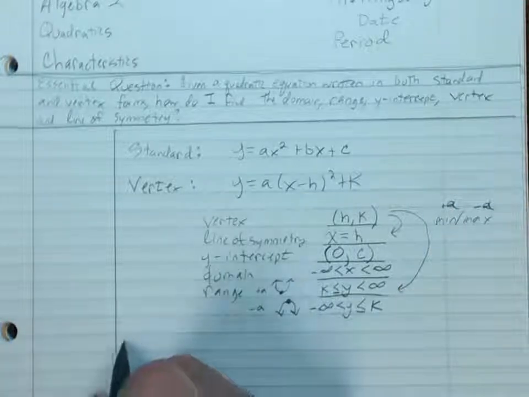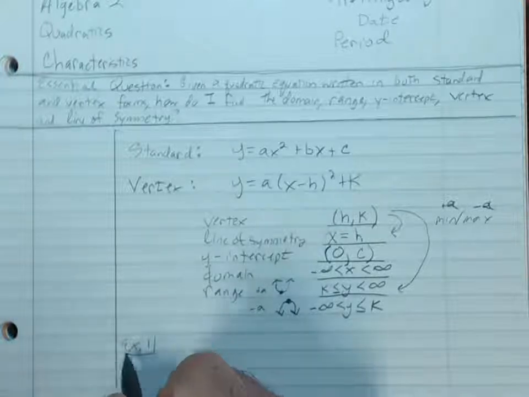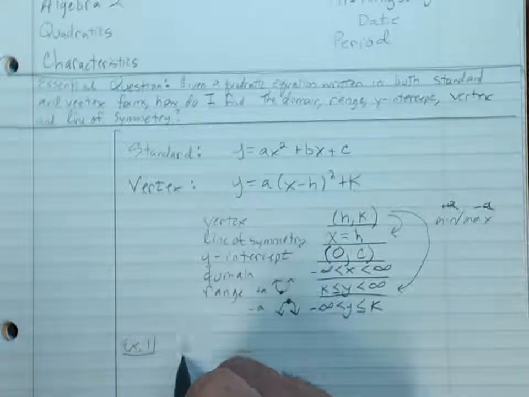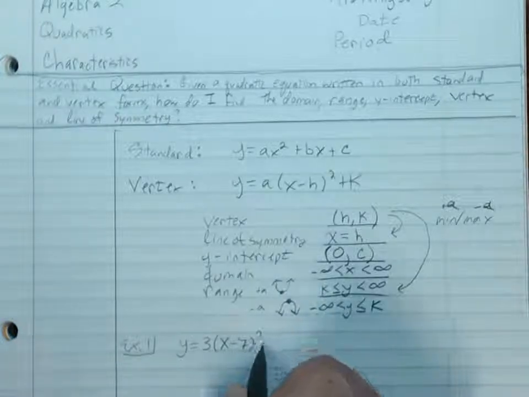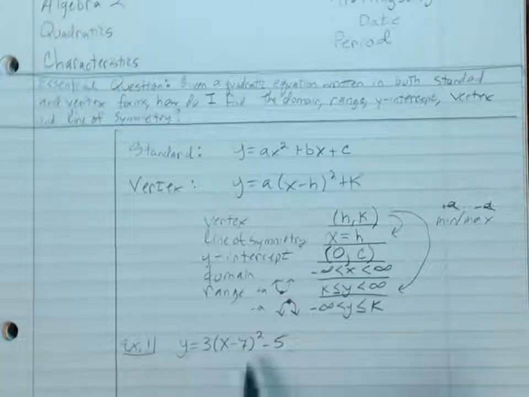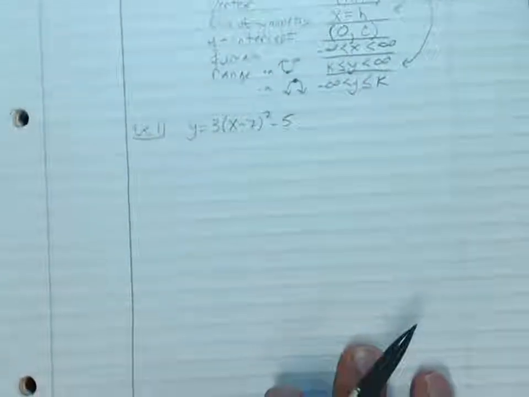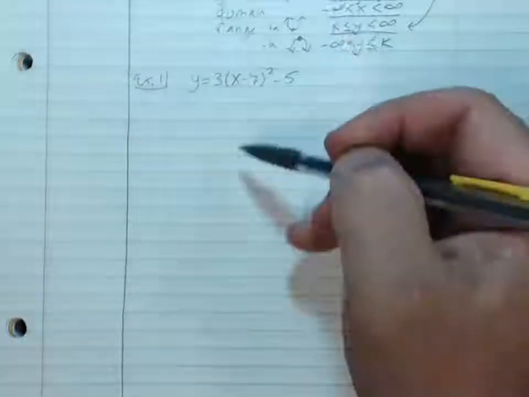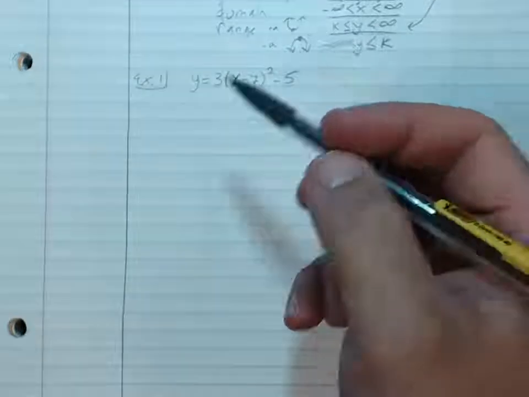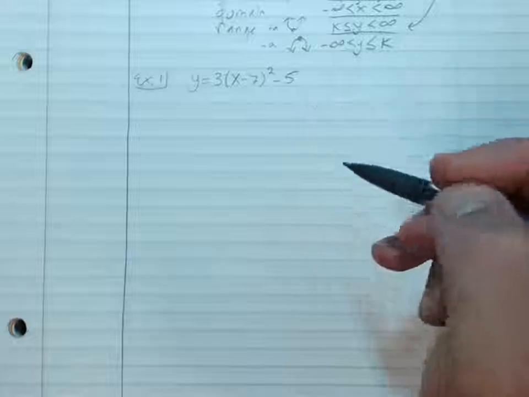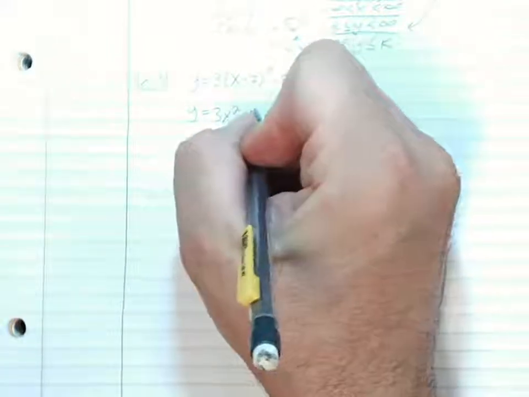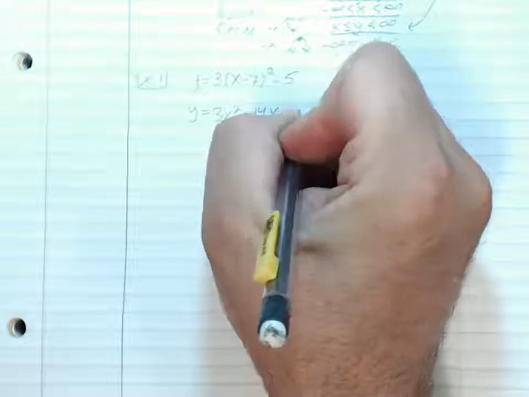So let me just give you a couple of examples, and we'll go from there. So let's say I give you y equals 3 times (x minus 7) squared minus 5. Now that's the vertex form of the equation. And the truth is, I don't want to spend this video converting it. We did that in a previous video. We will do it in class, but I don't want to spend the video dealing with that portion. So let's say you do the conversions, and when you do, you get y equals 3x squared minus 14x plus 142.